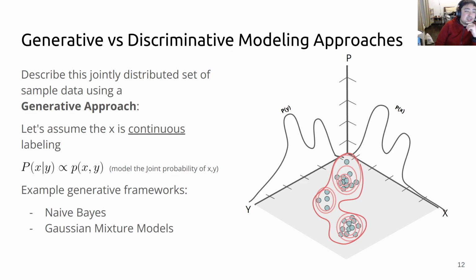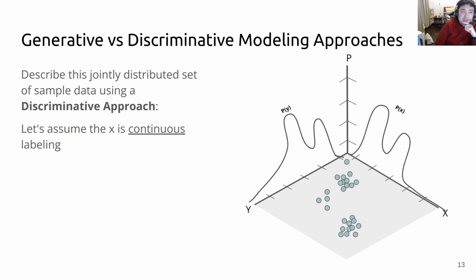And we call it continuous, and remember that with a continuous, we're trying to model the joint probability of x and y. So P of x and y, which is proportional to the posterior distribution. And examples of some generative frameworks are Naive Bayes and Gaussian mixture models.